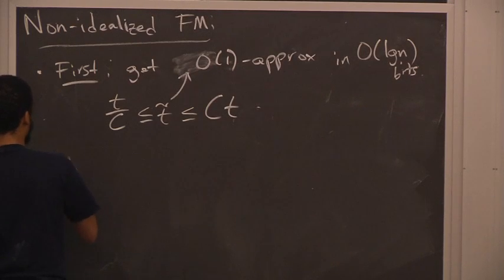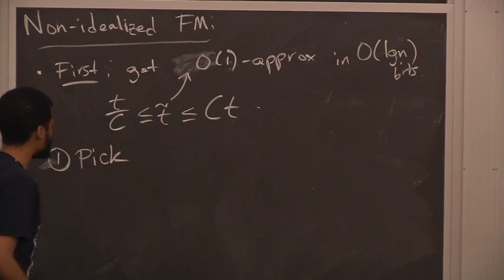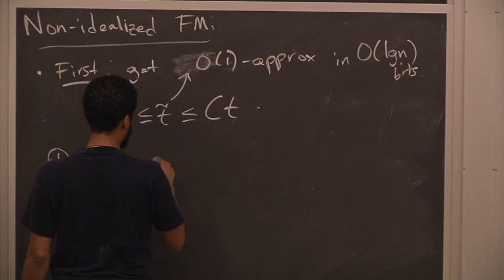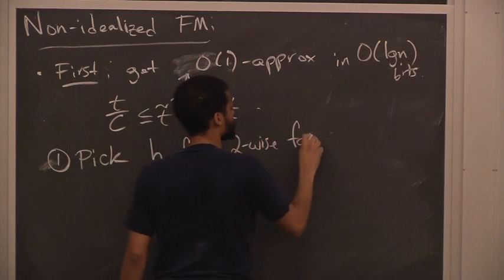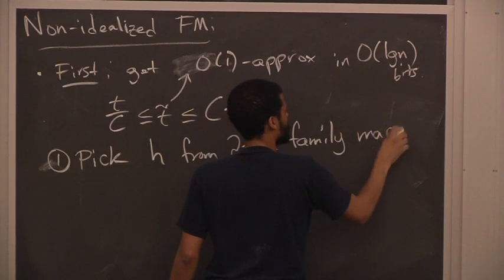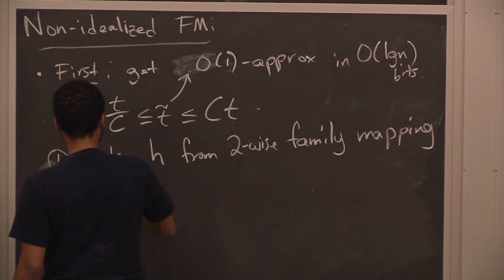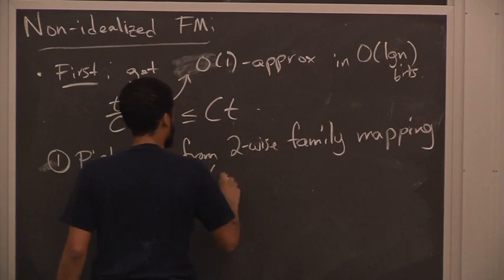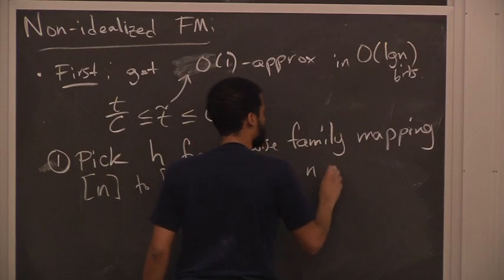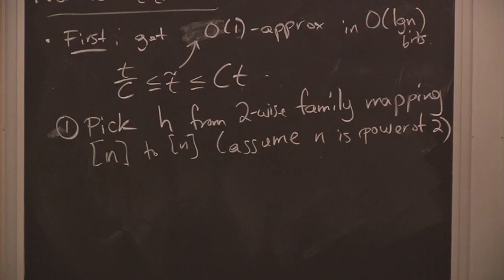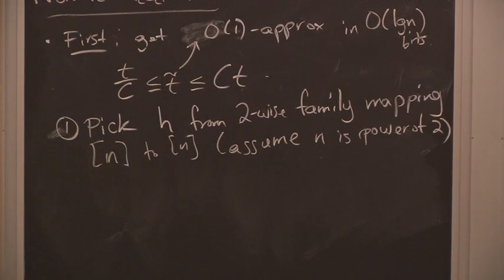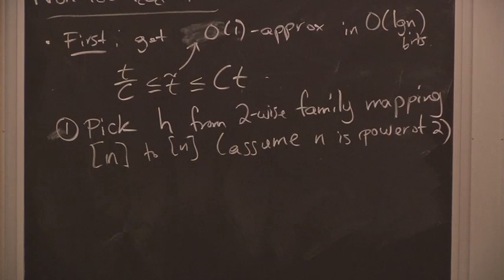So one, pick H from a 2-wise family mapping n to n. Assume n is a power of 2. That construction works as long as the input and the output are of size a prime power. So let's just pretend that n is a power of 2. If n is not a power of 2, what do you do? Yeah, you round up to the nearest power of 2.